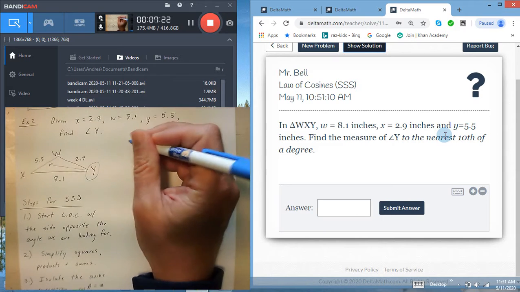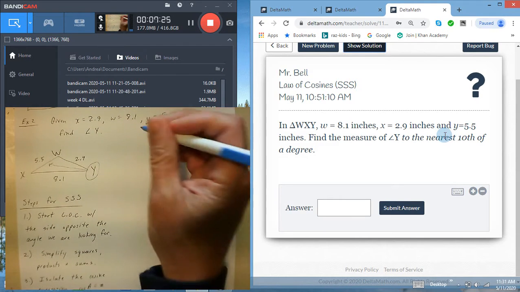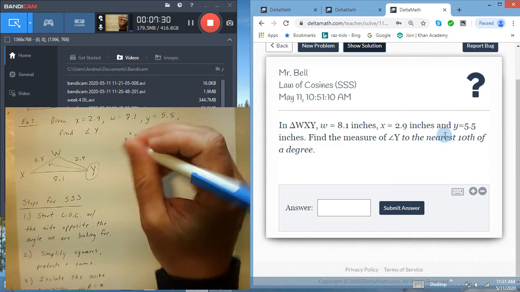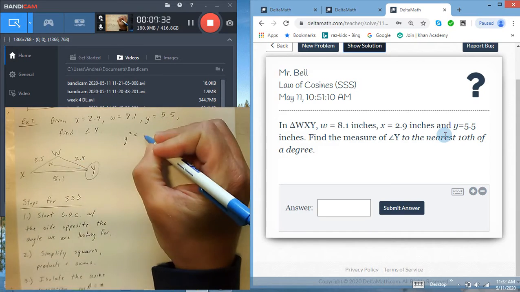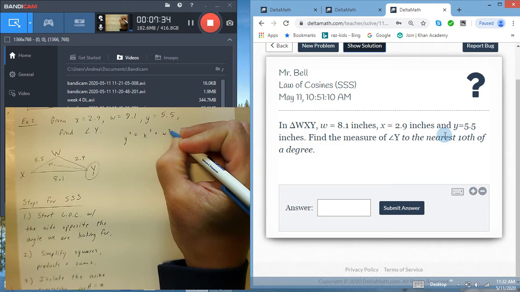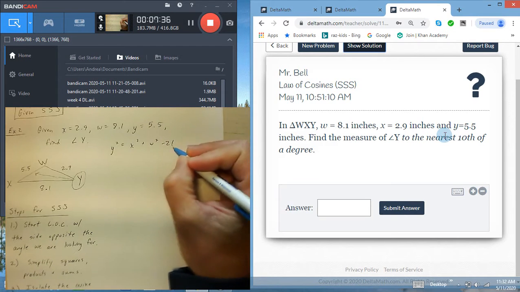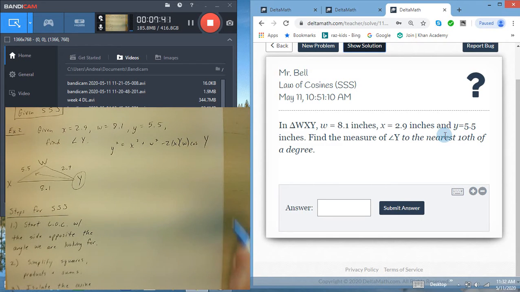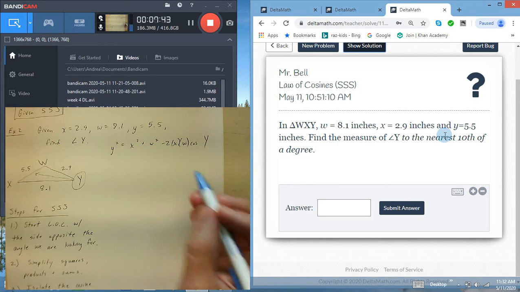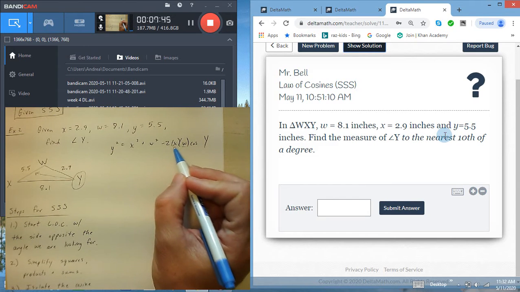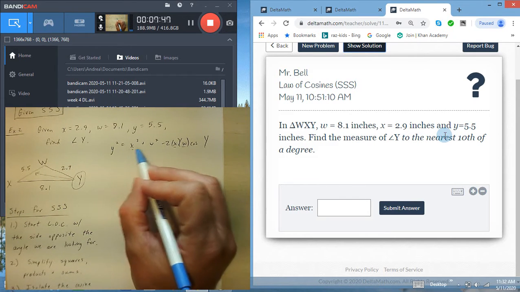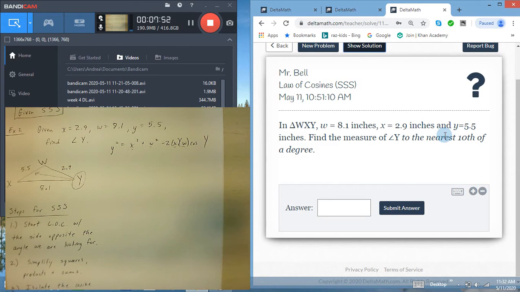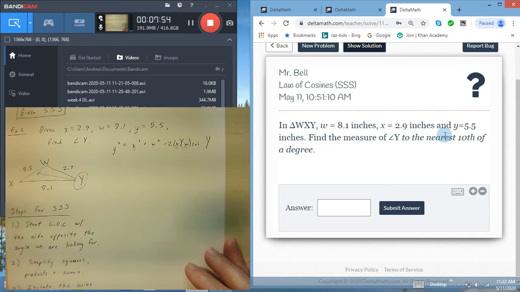So here it is, the generic formula, but once again, you could jump right into it if you're ready. y squared equals the other 2 sides, which are x and w, squared and added together, minus 2 times x times w times cosine of angle y. Since we have all 3 sides, I'm going to be able to plug everything in now, and my only unknown will be the angle. And we can use our algebra skills to solve for angle y.